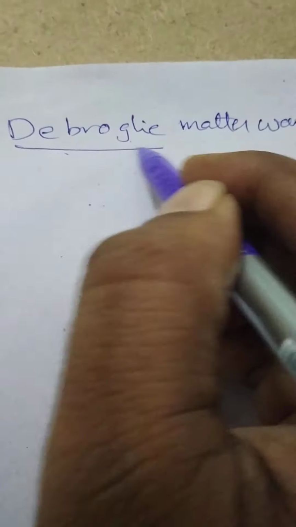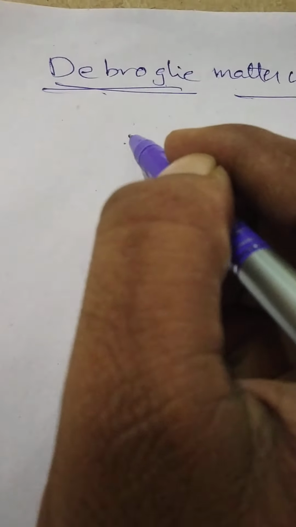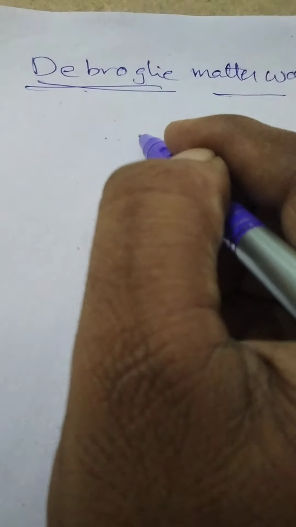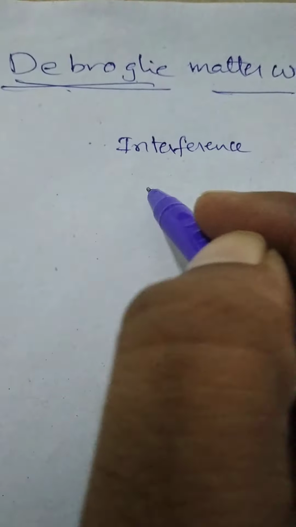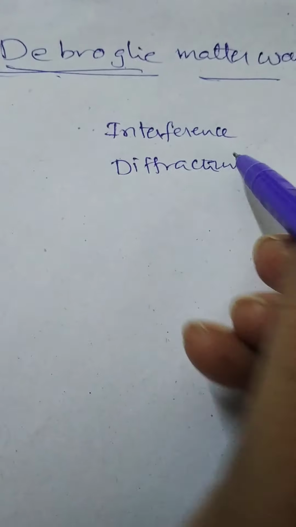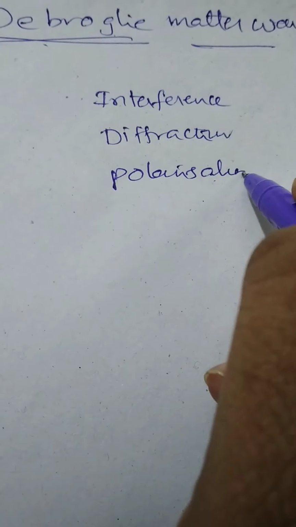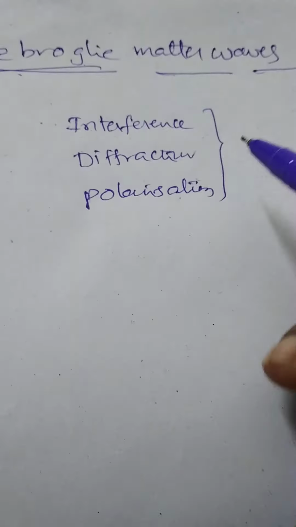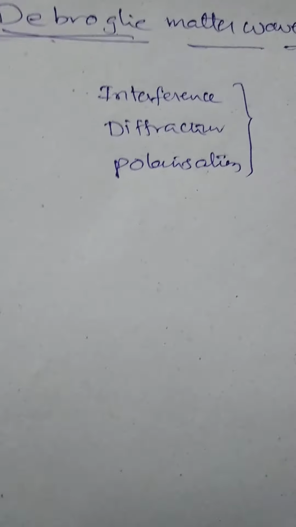De Broglie matter waves. Very easy. It is a concept which is also found in chemistry. So again, in case of interference, diffraction and polarization. Interference is nothing but the superposition of two light waves.